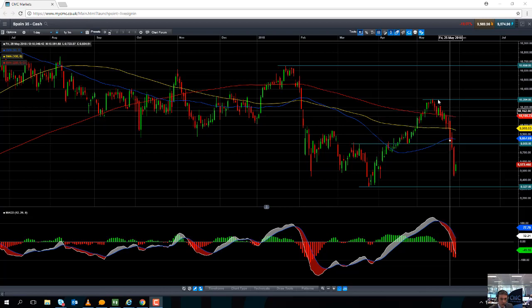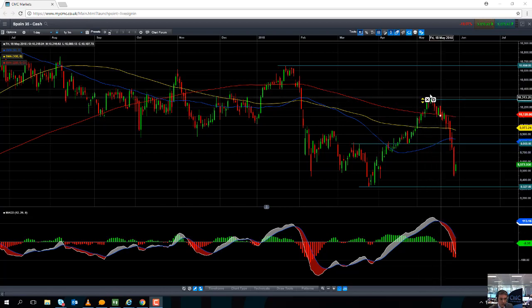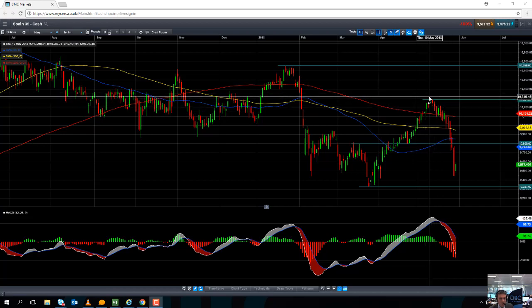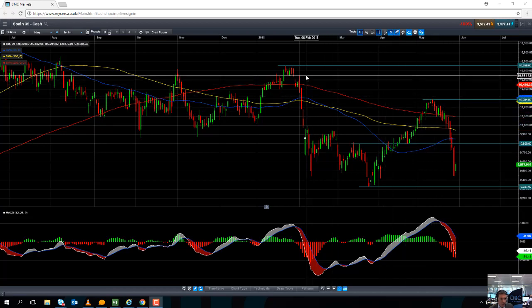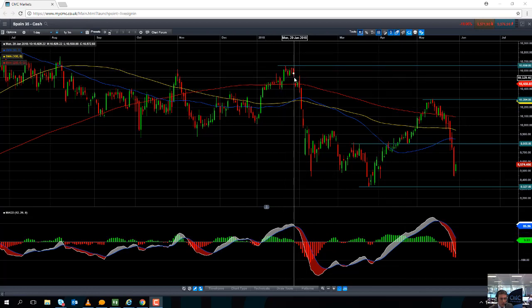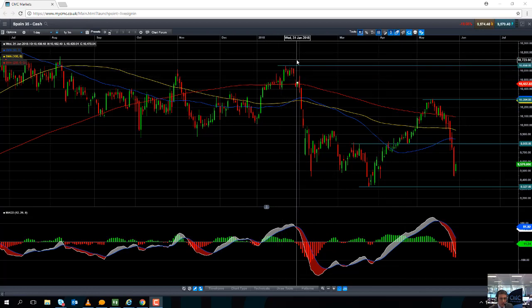And if we go beyond that, traders will be looking towards the May high of 10,284, and then moves beyond that, we'll be looking towards 10,500, and then look at retesting the 2018 high of 10,659.